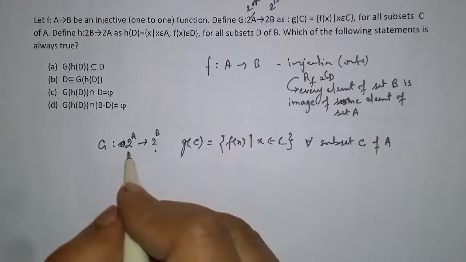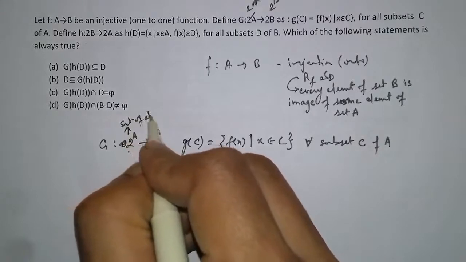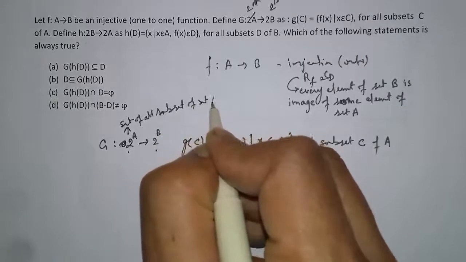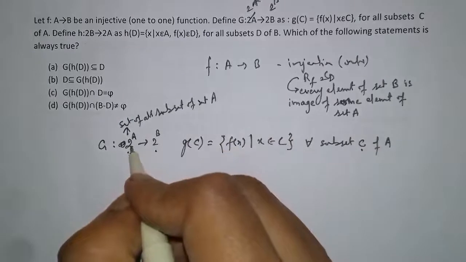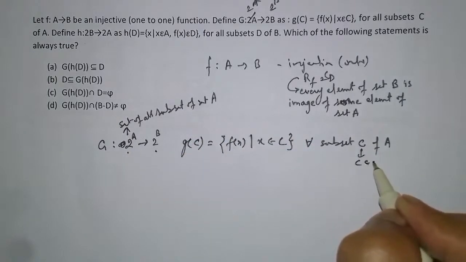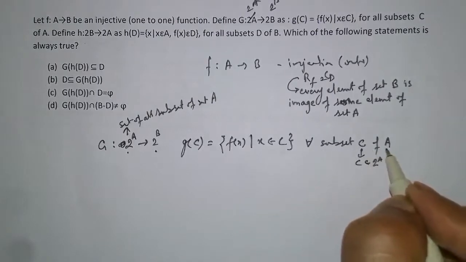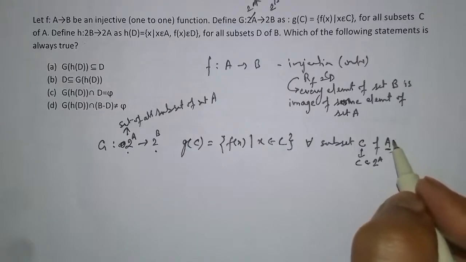See, 2 to the power A means the set of all subsets of set A. Therefore, C belongs to 2 to the power A. Here it is written the same thing: for every subset C of A. There are so many subsets of set A.